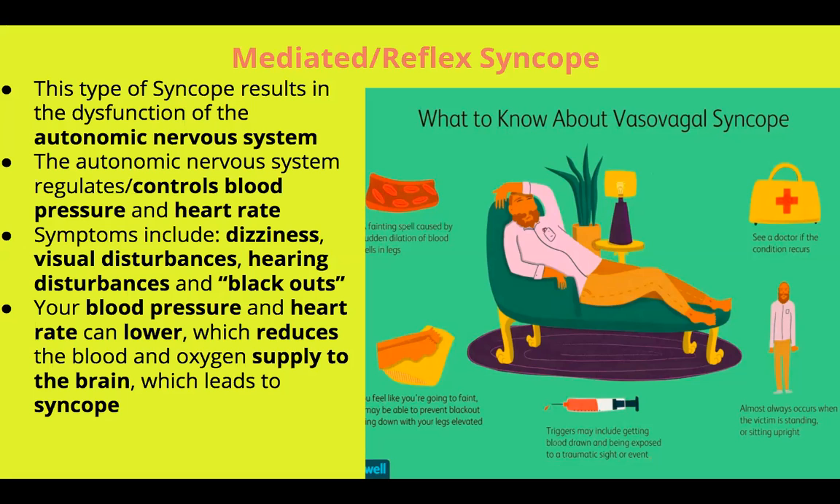If you feel like you're going to faint, you may be able to help prevent the blackout by sitting down with your legs elevated. Triggers may include getting blood drawn and being exposed to a traumatic sight or event. Vasovagal syncope almost always occurs when the victim is standing or sitting upright.